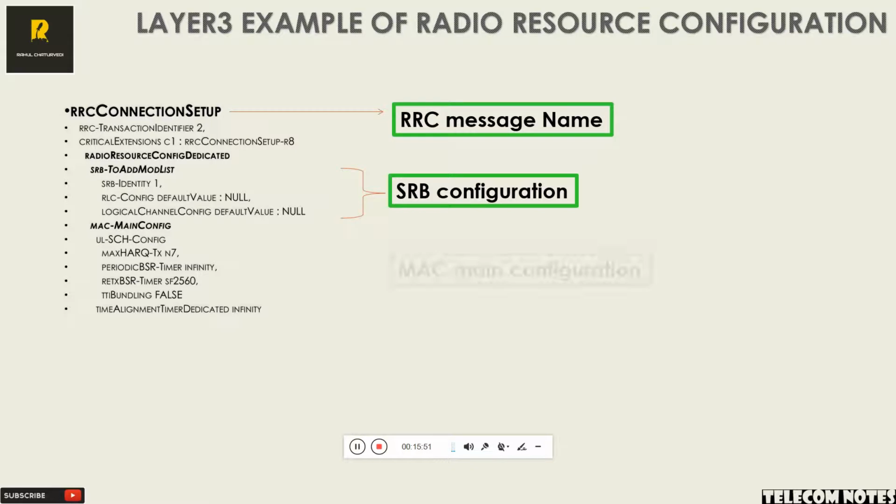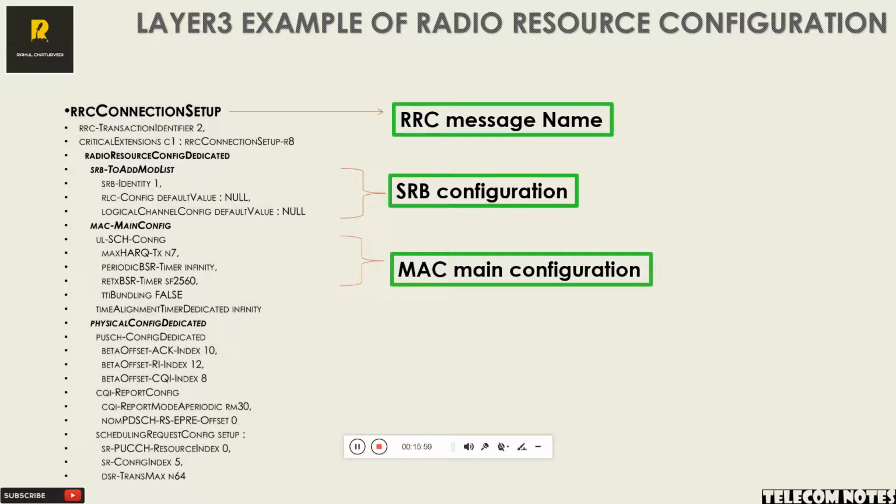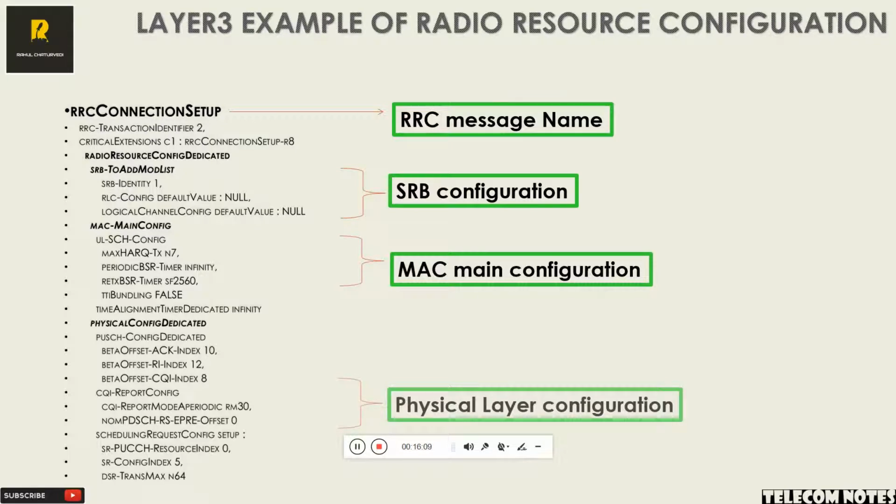Coming to the MAC main configuration, you can see the UE scheduling configuration in this, and the physical configuration dedicated, that is the dedicated PUSCH configuration, is highlighted by the physical layer configuration. So this is the example we have just taken of layer 3.